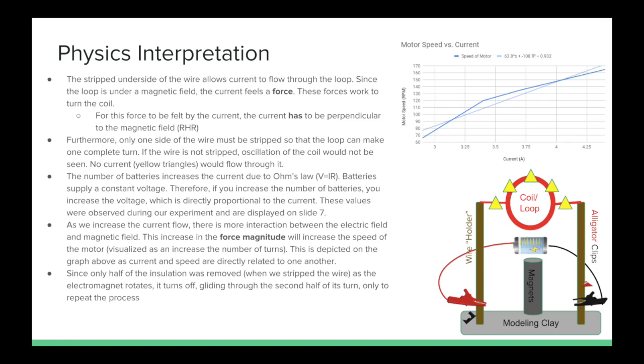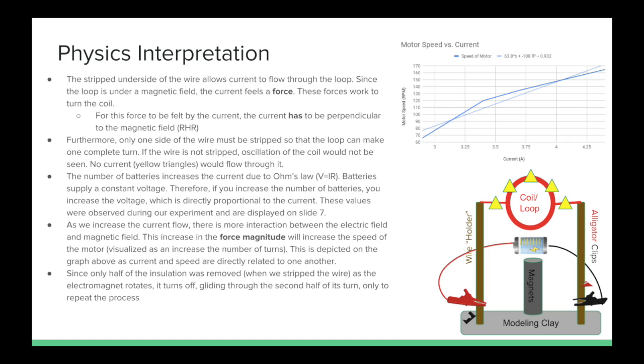Now for the physics interpretation. The stripped underside of the wire allows current to flow through the loop. Since the loop is under a magnetic field, the current feels a force. These forces work to turn the coil. It's important to note that for this force to be felt, the current has to be perpendicular to the magnetic field. This is observed through the right-hand rule.